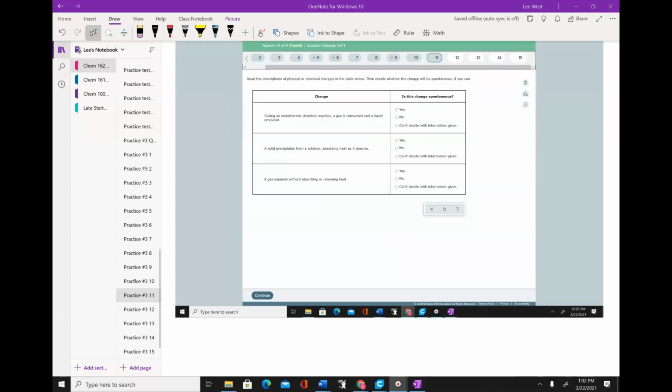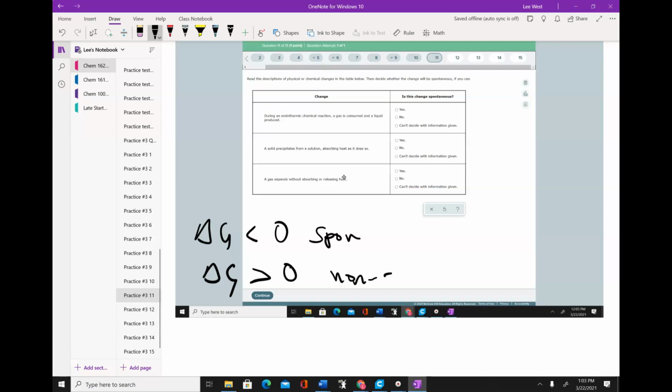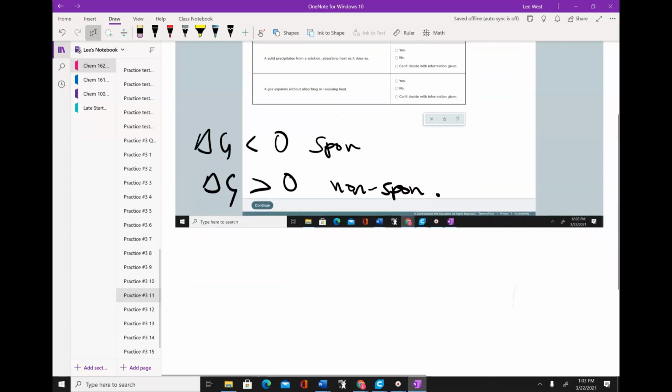Okay. In this problem, we have to read the description of a physical or chemical change and then decide if the change will be spontaneous or not. So the simplest way of determining spontaneity is by considering the Gibbs free energy change. If the delta G for a process is less than 0, it's spontaneous. If delta G for a process is greater than 0, it is non-spontaneous. That's kind of straightforward.